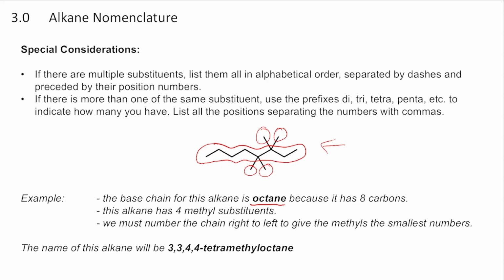When we're numbering this chain, we want to start from the right side. We go right to left, and we go 1, 2, 3, 4, 5, 6, 7, 8. So we have 4 methyls. 2 of them are on carbon 3, and 2 of them are on carbon 4. Because we have 4 methyls, we would not say methyl, methyl, methyl, methyl. We would say tetramethyl to indicate that there's 4. And before tetramethyl we list the numbers showing the positions of those 4 methyl groups. So the name of this becomes 3,3,4,4-tetramethyloctane.